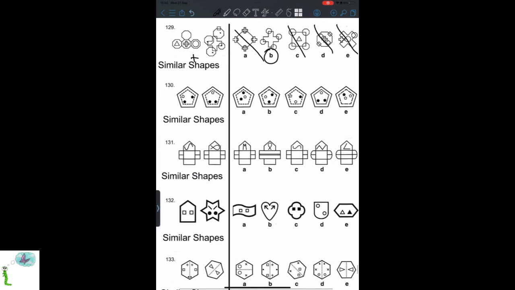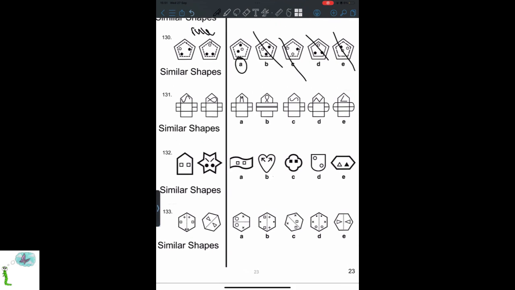Question 130. They have two black pentagons and one white. So we can cross out C, cross out E. Okay, what other rule can we look for? The dashed lines are the same, so that could be a rule. You can cross out that, and we're left with A.